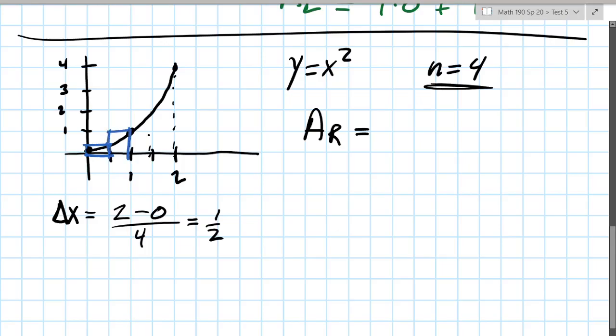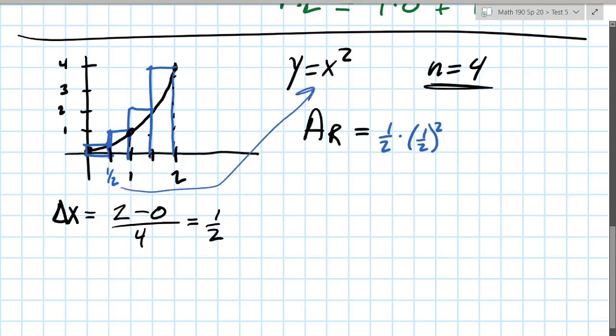Okay, there's my first rectangle. Since I'm using the right endpoints, there's my next one. Right endpoint, next one, right endpoint. And there we have our 4 rectangles. So we've got base times height. Now what's the height? The height is 1/2 squared, right? Because our x value right here is 1/2, and we're substituting that into the function to get the y value, and that would give us a 1/2.